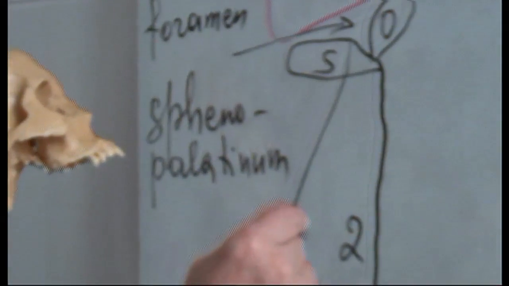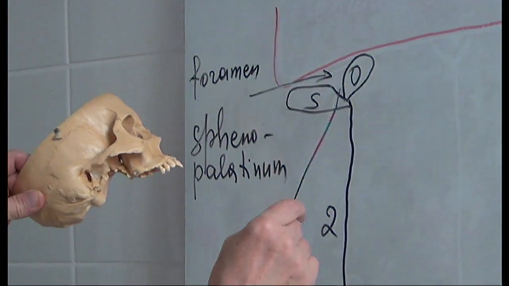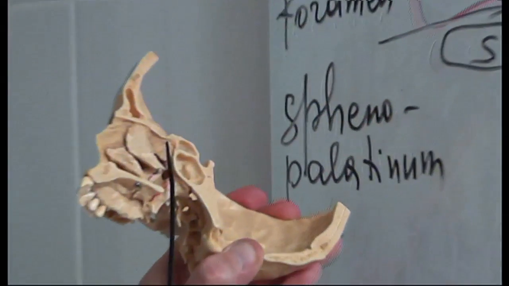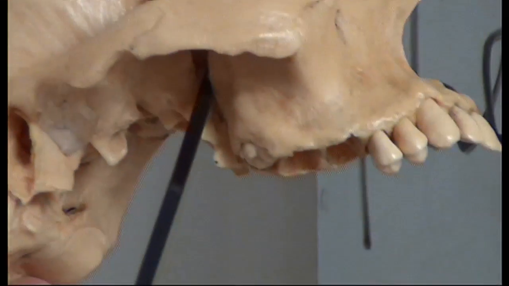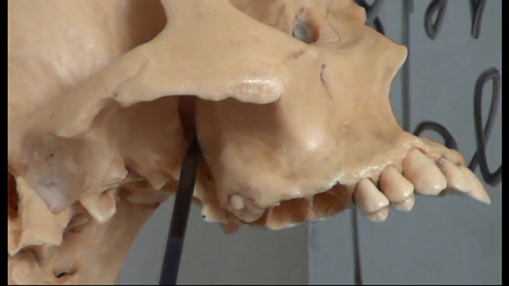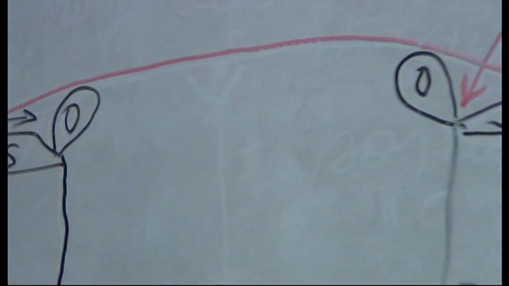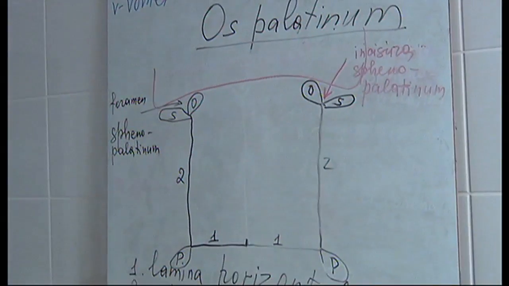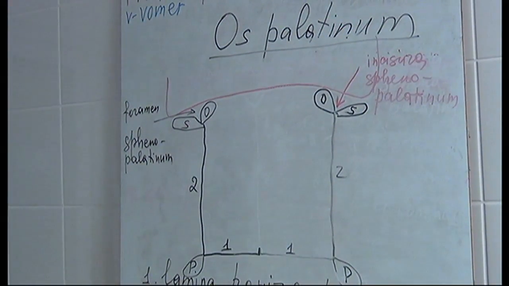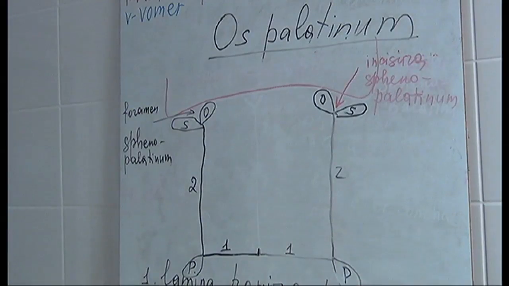It connects the nasal cavity and fossa pterygopalatina from the lateral side. So, foramen sphenopalatinum is a very important connection of fossa pterygopalatina for nerves and vessels.